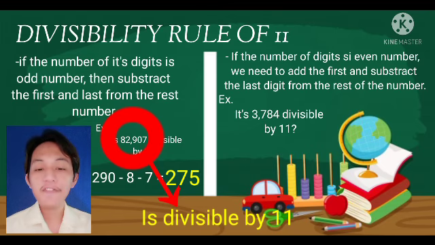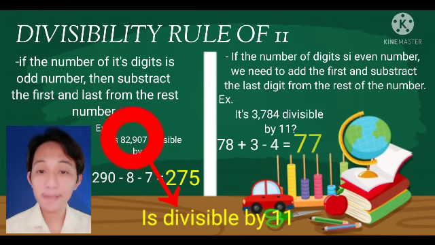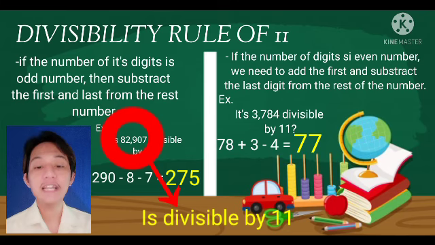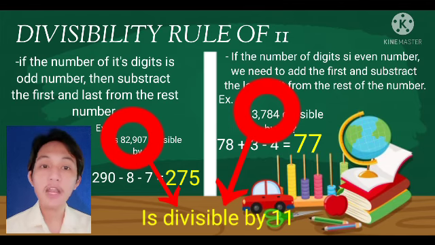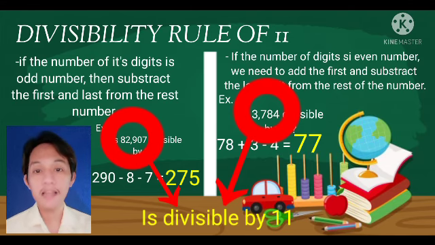The number of digits is 4 and it's an even number. Now we need to follow the instruction. So 78 plus 3 minus 4 equals 77. And 77 is a multiple of 11. Therefore, the original number 3,784 is also divisible by 11. And those are the two ways of solving the divisibility rule of 11.